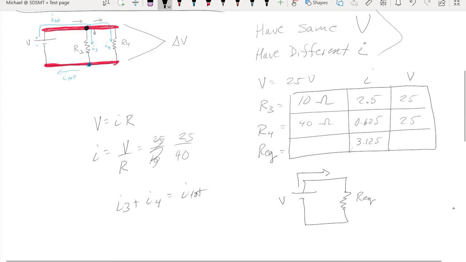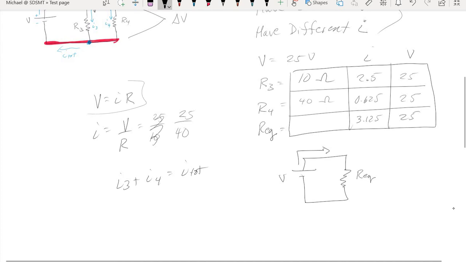I know that it's coming from a battery of 25 volts. We can then use Ohm's law to tell us what the equivalent resistance value for this circuit should be. And so now we have 25 over 3.125. 25 divided by 3.125 is 8.